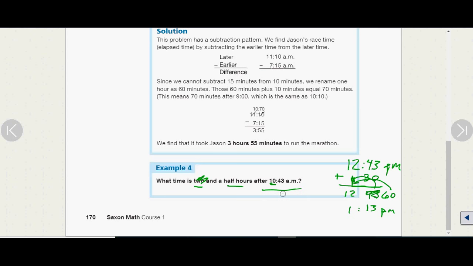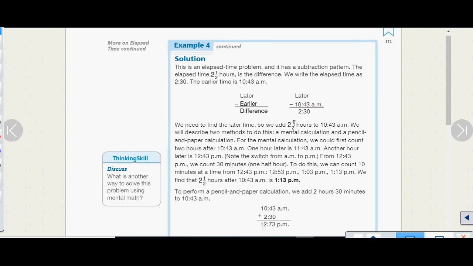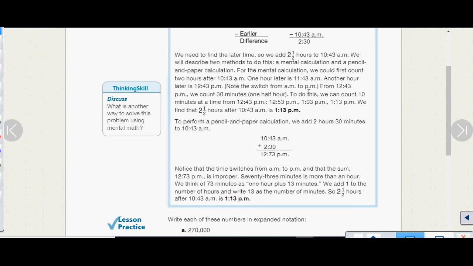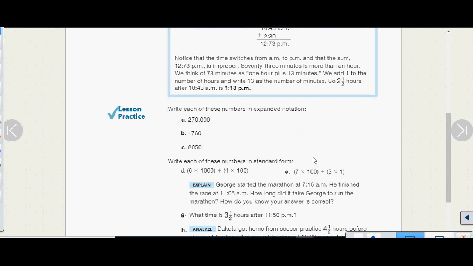Is that a reasonable answer? I'd say so. Let's take a look at what they say. Elapsed time problem, 2.5 hour difference. If we don't know the later time, but we know the earlier and the difference, it makes sense that we're going to be adding the 2:30 to the 10:43. A couple of methods are explained here. And there might be other mental math ways to solve problems too. If you can get the right answer, I love that. Then keep doing it the way you're doing it.